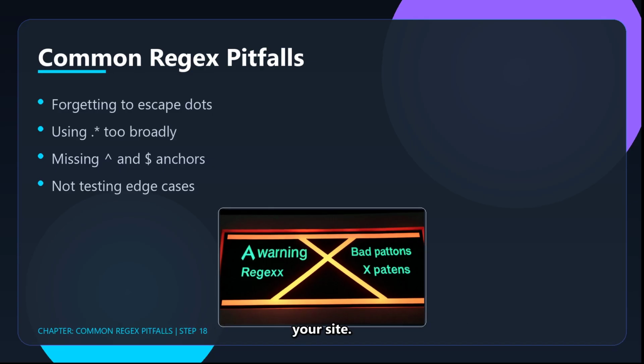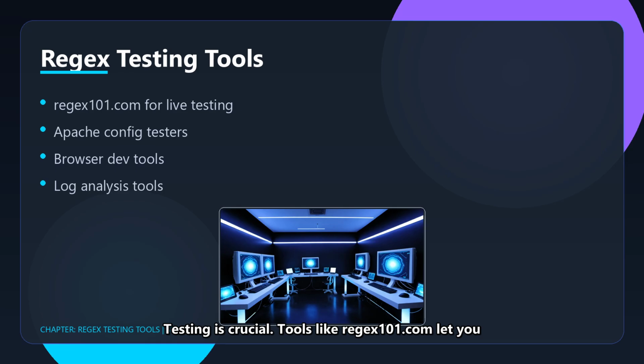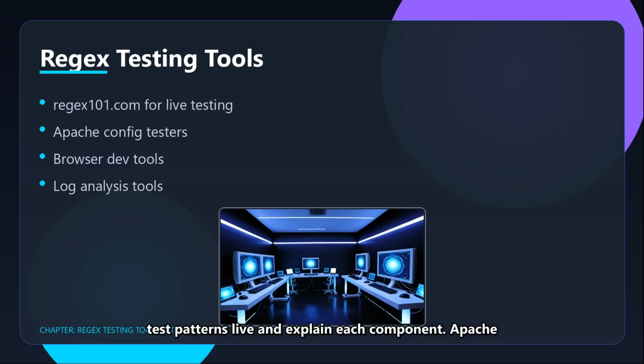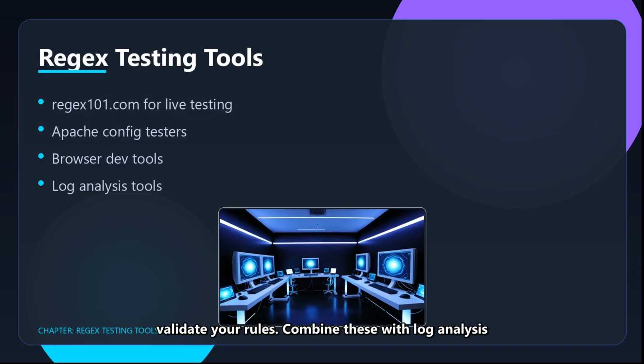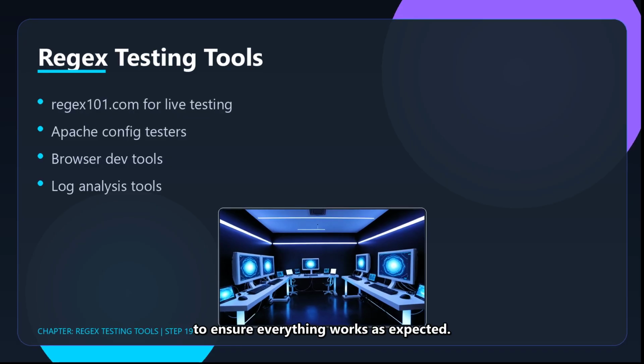Always test edge cases to avoid breaking your site. Testing is crucial. Tools like Regex101.com let you test patterns live and explain each component. Apache config testers and browser dev tools also help validate your rules. Combine these with log analysis to ensure everything works as expected.